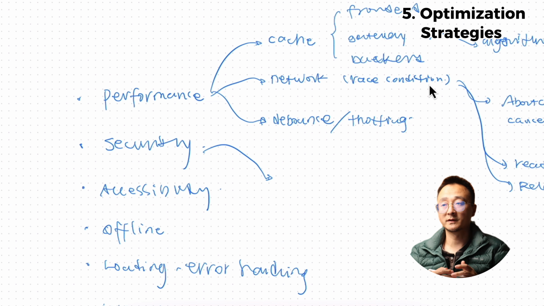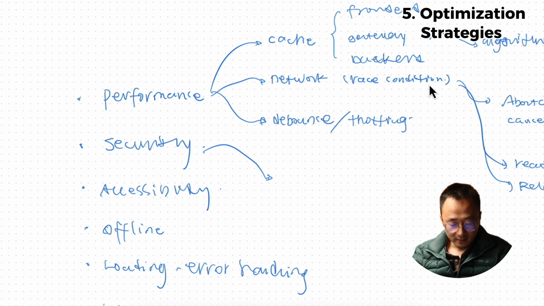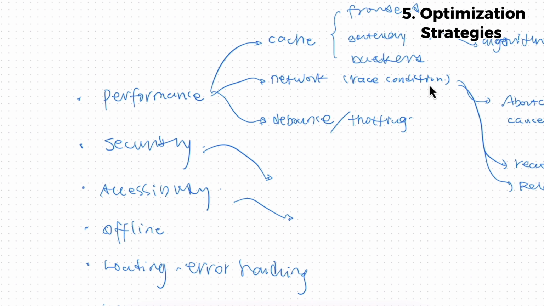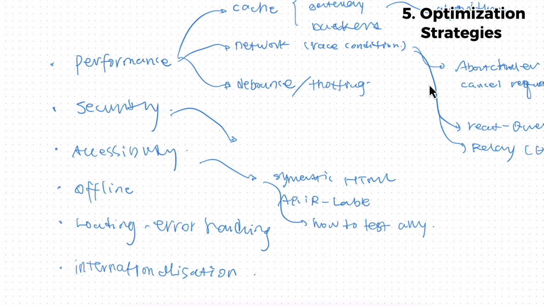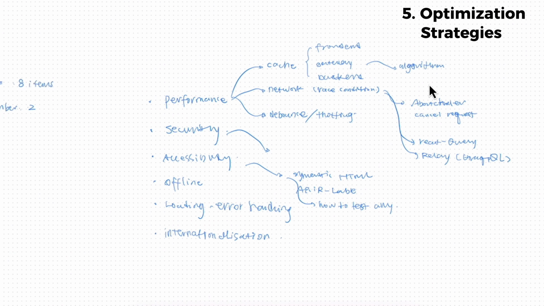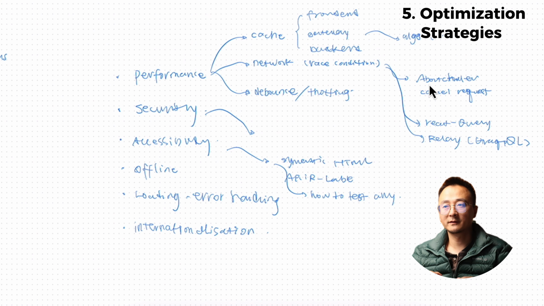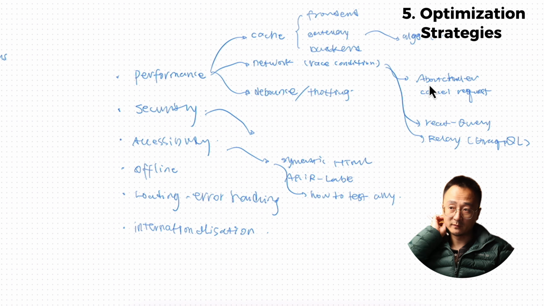And the security as well, there are so many things you can talk about, like security testing, building security in the front end, how do you manage the tokens, like that in here. Accessibility, also you can talk about semantic HTML, using ARIA labels, and how to test the accessibility. And also you can talk about the offline handling, loading status, error handling, and internationalization, or different types of requirements.